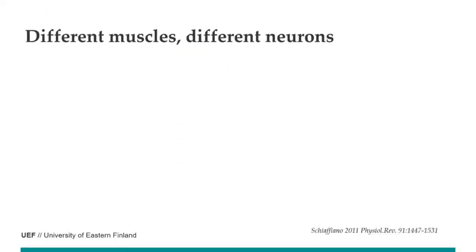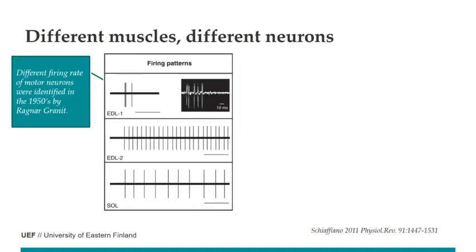If you have different muscles, you have different neurons. And this is an interesting thing that, okay, already in the 1950s they were finding that they have different kinds of motor neurons. They were identified in the 1950s by Ragnar Granit, a Finnish scientist who during the 40s already moved to Sweden, and who got the Nobel Prize, finding out that there are some motor neurons that are producing stimulus at much higher frequency, and some are producing stimulus at a little bit lower frequency.